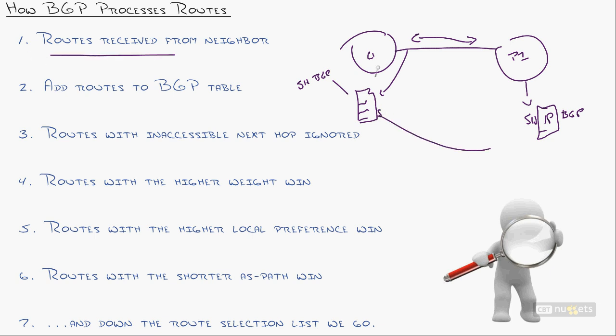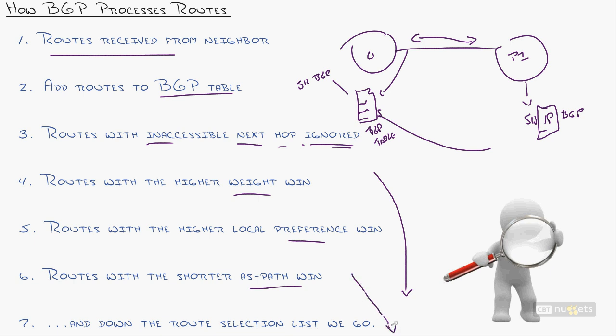So the routes are received from the neighbors. They're added to that BGP table, which is where they're evaluated. First thing it's going to do is say routes with an inaccessible next hop are going to be ignored. And I'll show you how that can happen in just a moment. Then take a look at this. It goes through that route attribute list. It says, okay, higher weights, higher local preference, shorter AS path, and down and down that list we go. That list is what we talked about in one of the previous nuggets in this series on the BGP attributes and how it finds the best one.